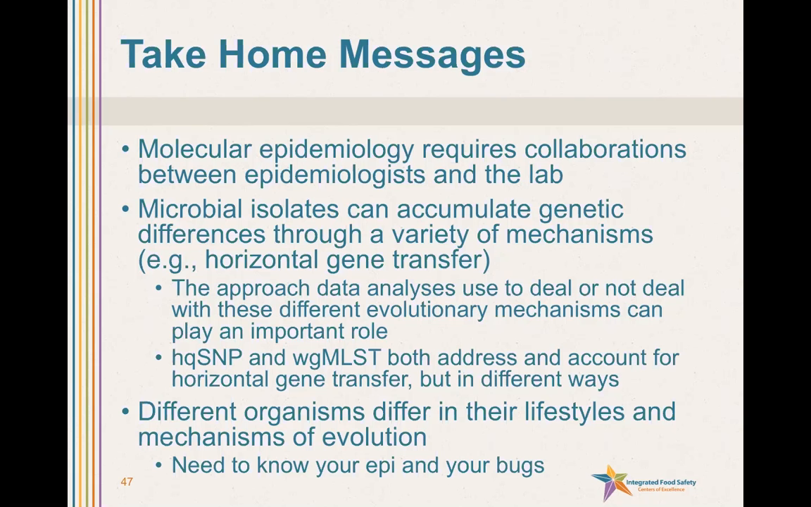The approaches that data analysis uses to deal with these evolutionary mechanisms can play an important role as we interpret these data. The analysis approaches that I showed you, high-quality SNP and whole genome MLST, typically address, and both of them truly address, these issues and account for horizontal gene transfer. Not necessarily in exactly the same way, but they account for them and therefore make sure we have reliable data in virtually all cases. The one I didn't mention, ksNP, would not account for these horizontal gene transfer data, which is one reason why it is not used very much.